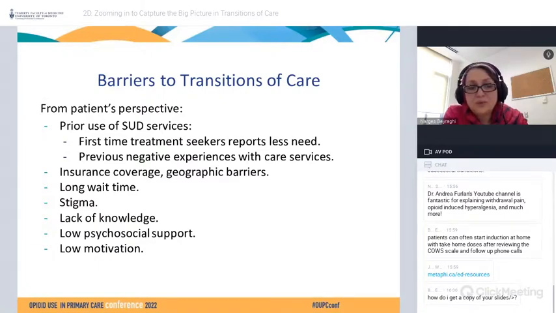Our patients may not know what kind of support is available for them. The other barrier would be low psychosocial support. For example, having difficulty with homelessness or other difficulty in psychosocial aspects may limit their access. And low motivation could be another barrier.